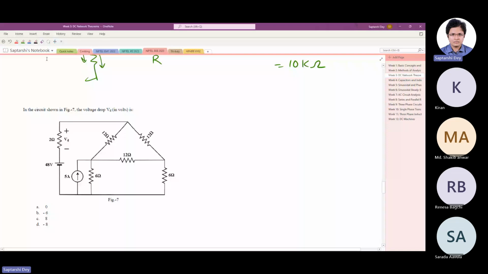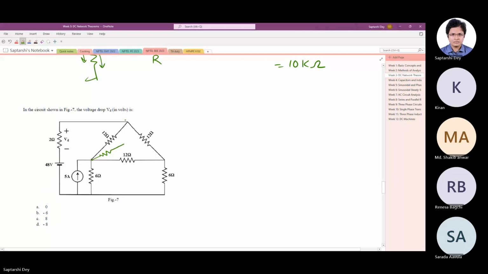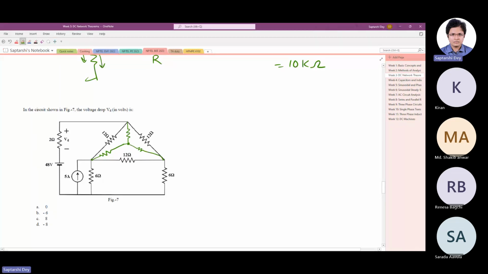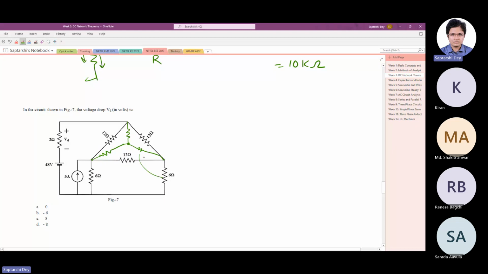In the circuit shown in figure 7, the voltage drop VD is how much? How to solve this? Delta star will be helpful. Let us see. If I can do delta star, then these two resistances come in series.